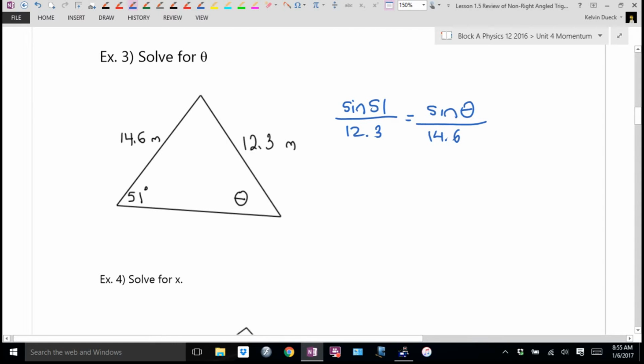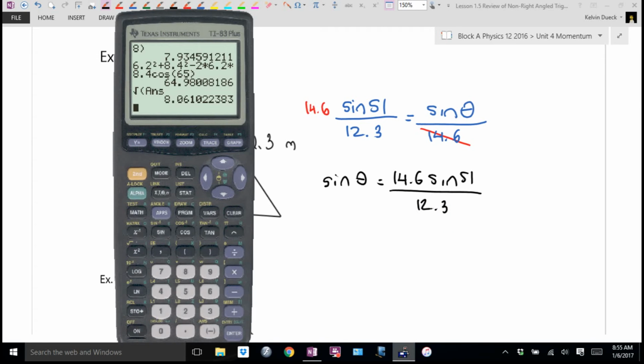I can't get theta by itself. I can get sine theta by itself. I'm going to times the 14.6 over. I'm going to end up with sine theta equals 14.6 sine 51 divided by 12.3. And when I type this into my calculator, 14.6 sine 51 divided by 12.3, I get a decimal. That's not the answer. That's the sine of theta. How do I figure out what theta is?